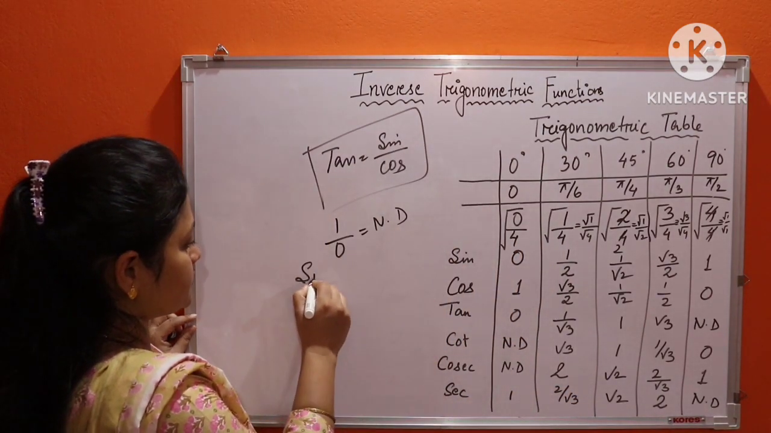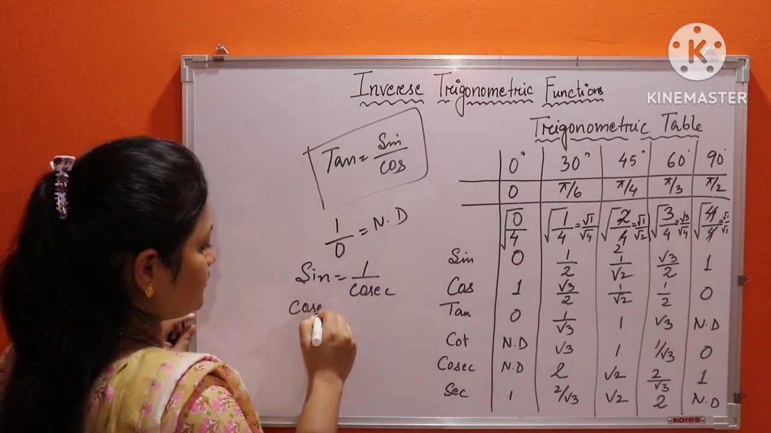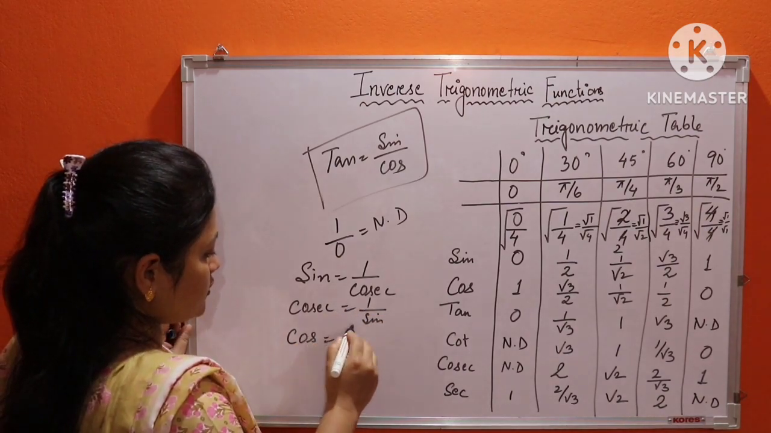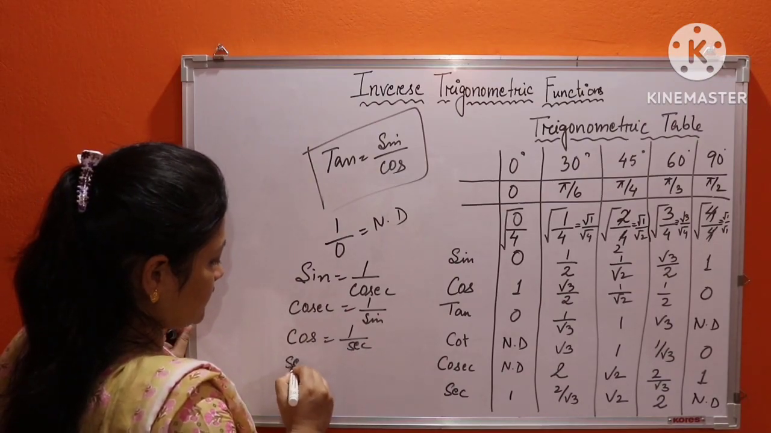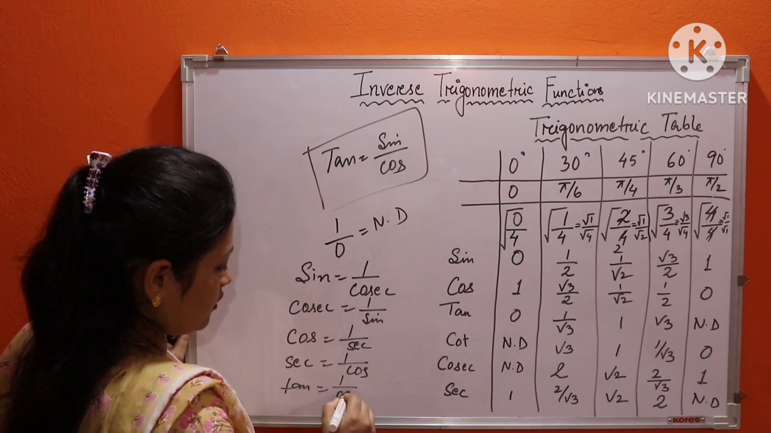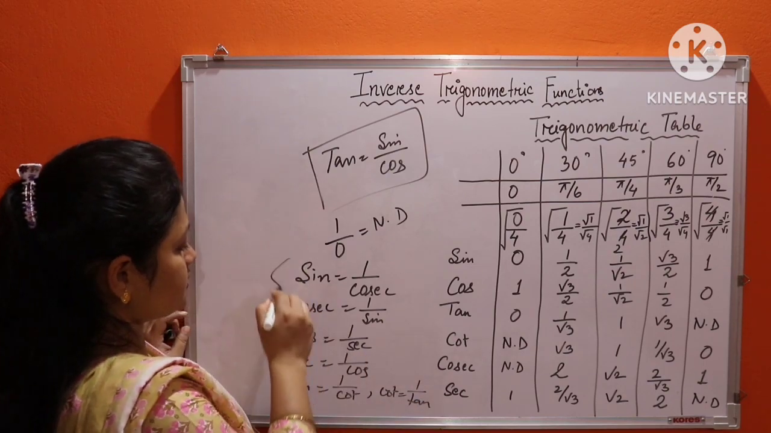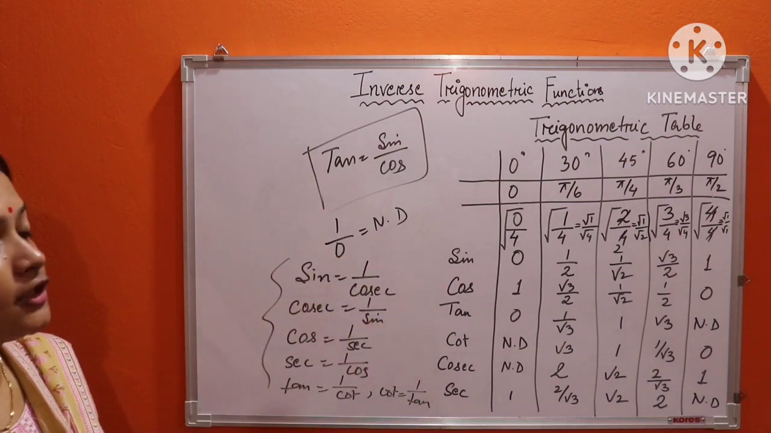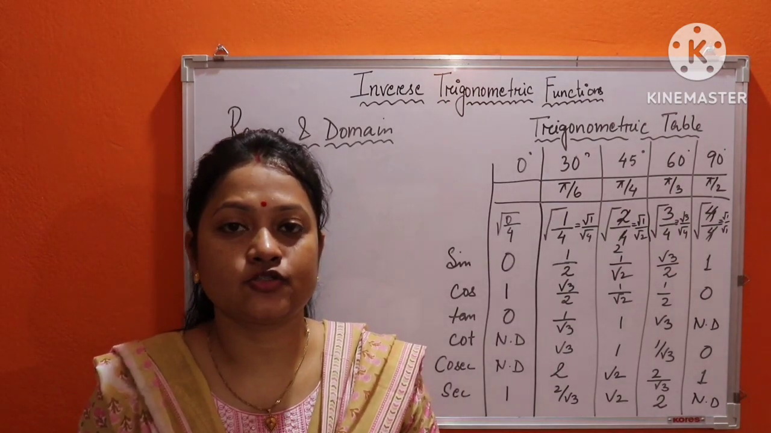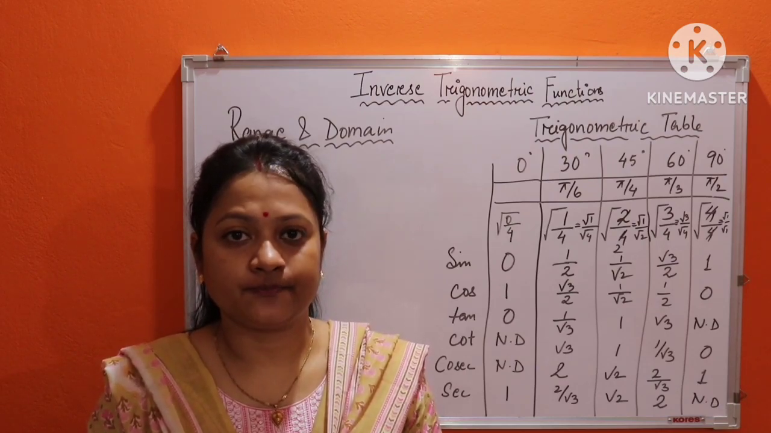That means I have used this: sine is equal to 1 by cosec, or cosec is equal to 1 by sine. We got it in our previous class. Cos equal to 1 by sec, sec is equal to 1 by cos, tan equal to 1 by cot, cot equal to 1 by tan. With these formulas I find out the trigonometric table. Till here we have understood the previous classes, whatever we have learned.